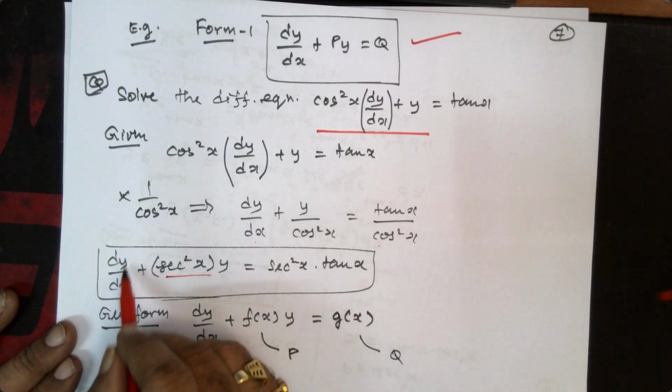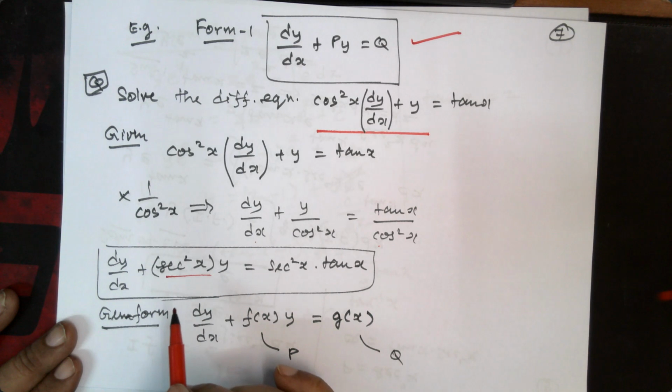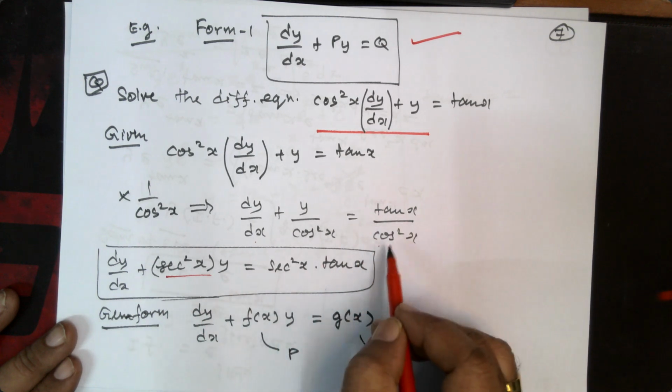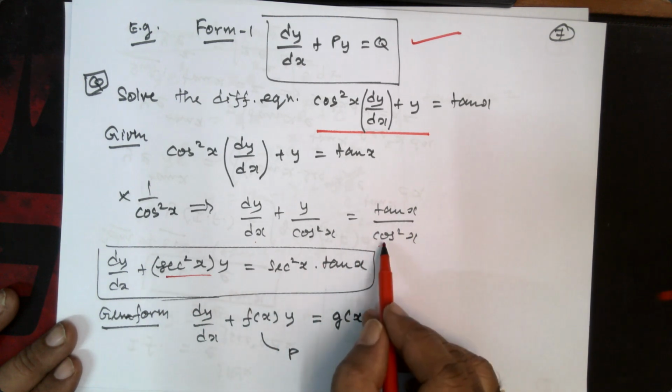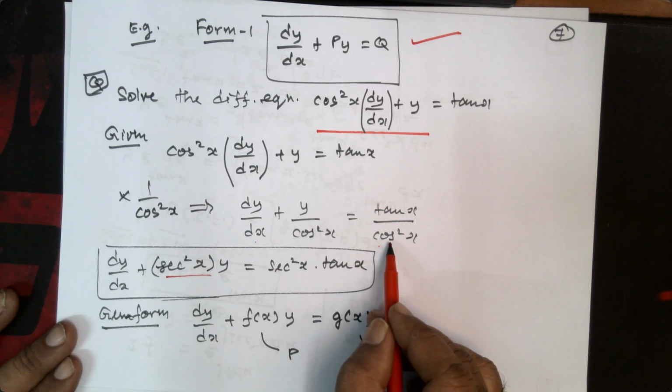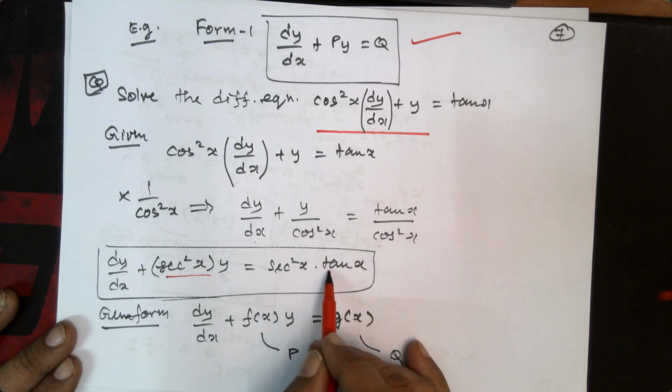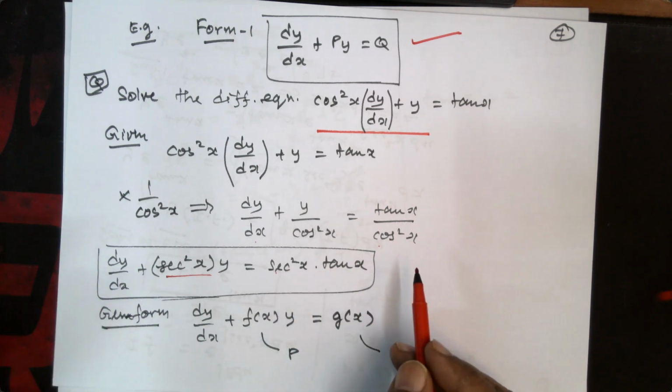So dy by dx plus secant squared x into y, and that is equal to tan x. So you can put 1 by cos squared as secant squared x. So secant squared x into tan x. Are you able to follow?